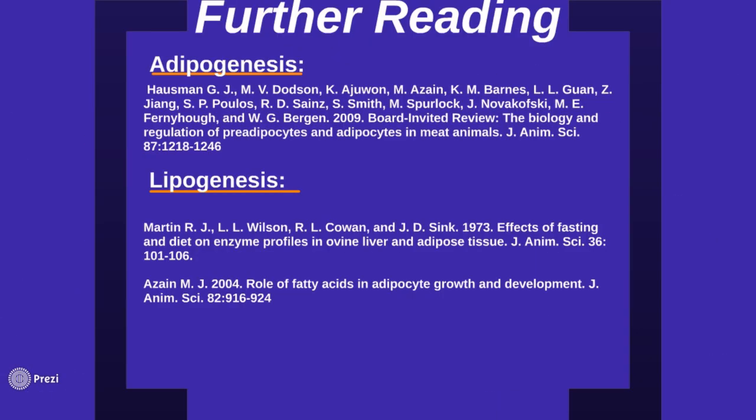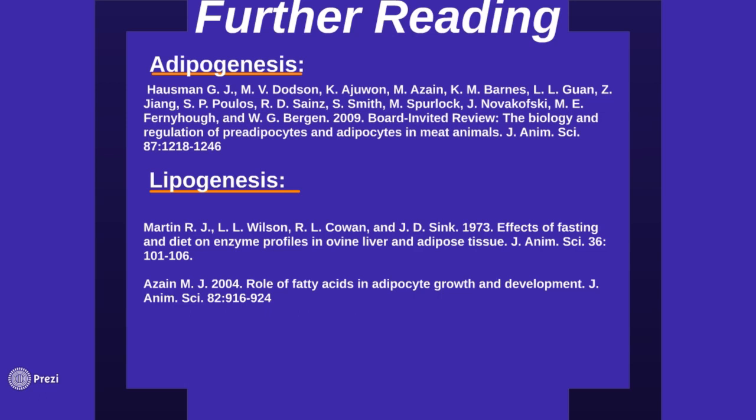Now, for anyone who's really interested in the adipogenesis precursors, the transcription factors that affect those precursors and how we make adipocytes, this Hausman et al. paper from 2009 is a really good review on the biology and regulation of pre-adipocytes and adipocytes in meat animals. It covers a lot of stuff in detail. Also, if you go back to the slide with the adipogenesis at a glance, that book has a lot of detail as well and can tell you more than you ever want to know about adipogenesis.